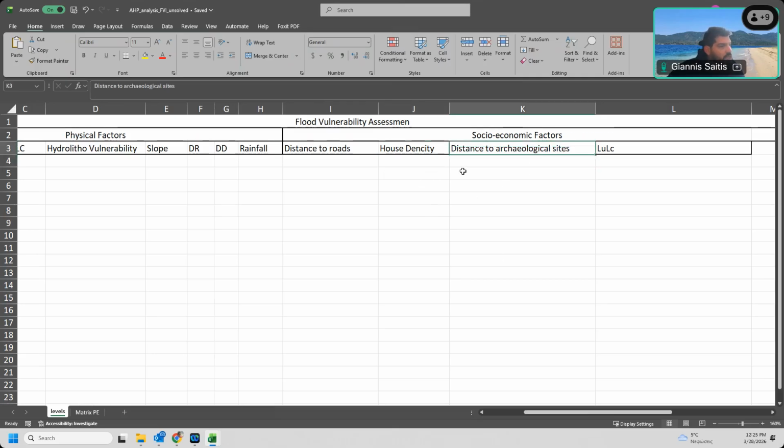For this socioeconomic factor, we also selected the distance from archaeological sites, which is important because we don't want them to be destroyed by a profound flood. And of course, again, the land use land cover in this case. So, two different factors. We work with these factors separately. All good on this?